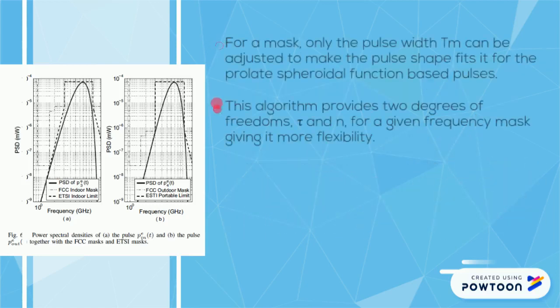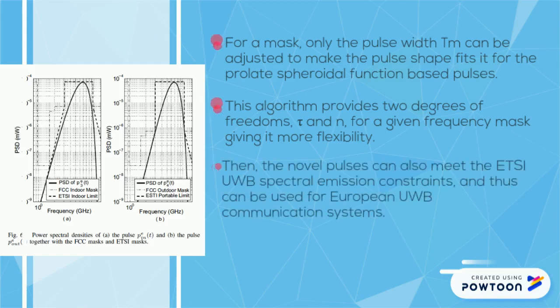The novel paradigm design provides 2 degrees of freedom, which are tau and n, for a given frequency mask, giving it more flexibility compared to the Gaussian monocycles and Hermite polynomial function. The novel pulses also can meet the ETSI UWB spectral emission constraint, which can be used for European UWB communication systems.